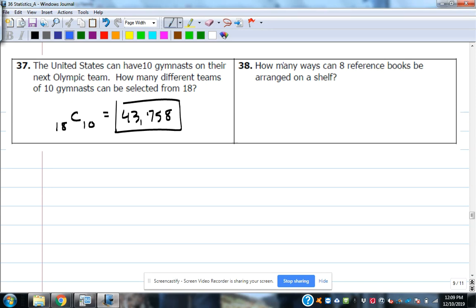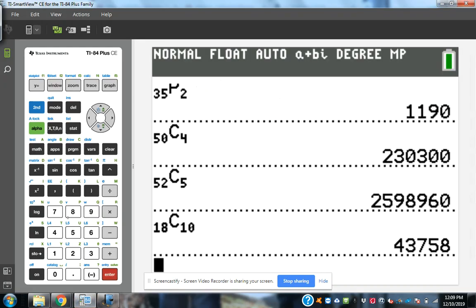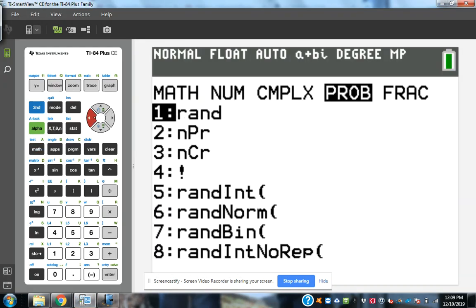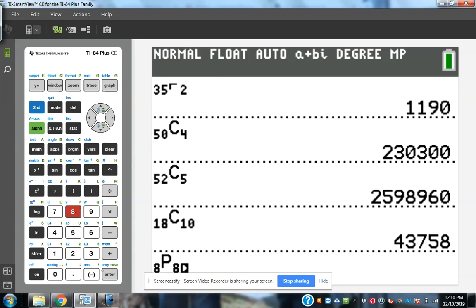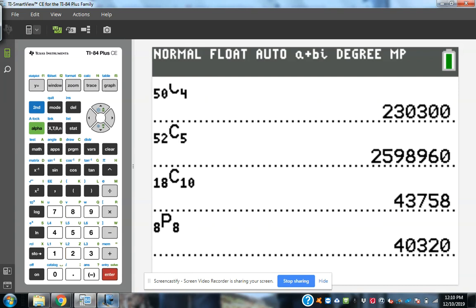Now, number 38 says we're going to arrange 8 reference books on a shelf. That's a permutation. So how many are we choosing, though? We're going to arrange 8 books on a shelf. There are 8 things to choose from. If we're going to arrange 8 books, there's 8. So we're going to do 8 permutation 8. 40,320 ways.